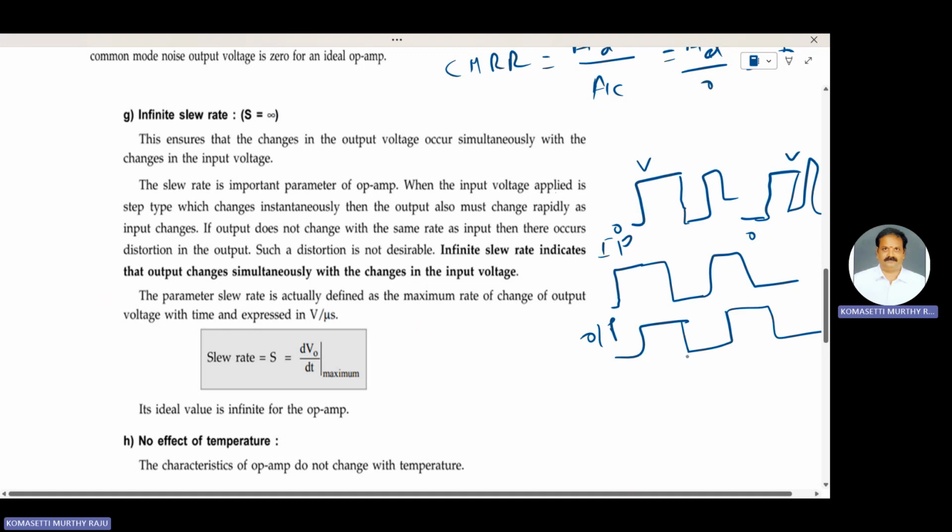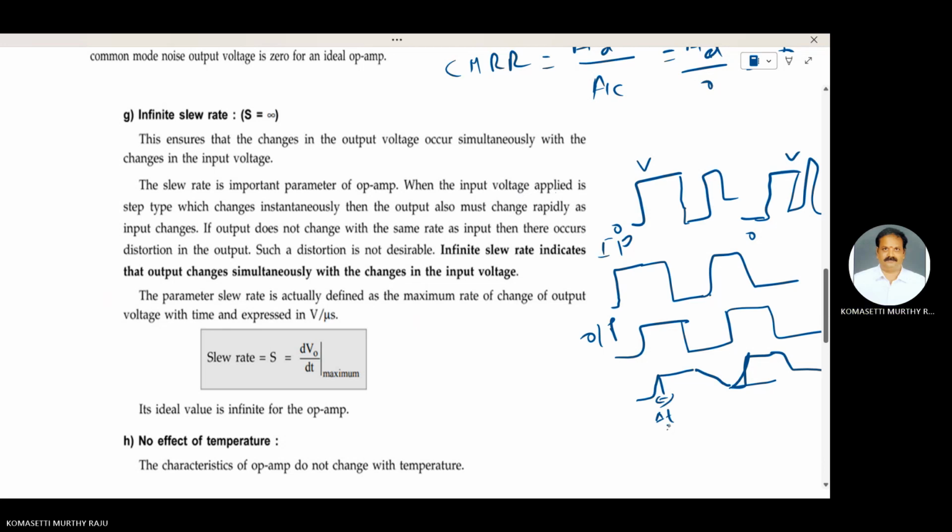If the output does not change at the same rate, that means some delay is there. Some delay is there. A distorted waveform is observed at the output side. That is called delta T. Slew rate is defined as the maximum rate of change of output voltage with respect to time.